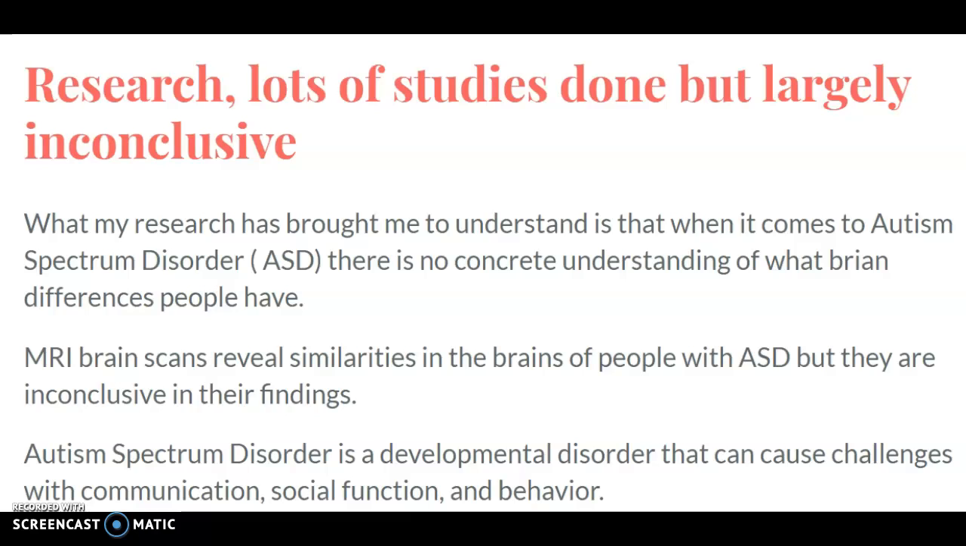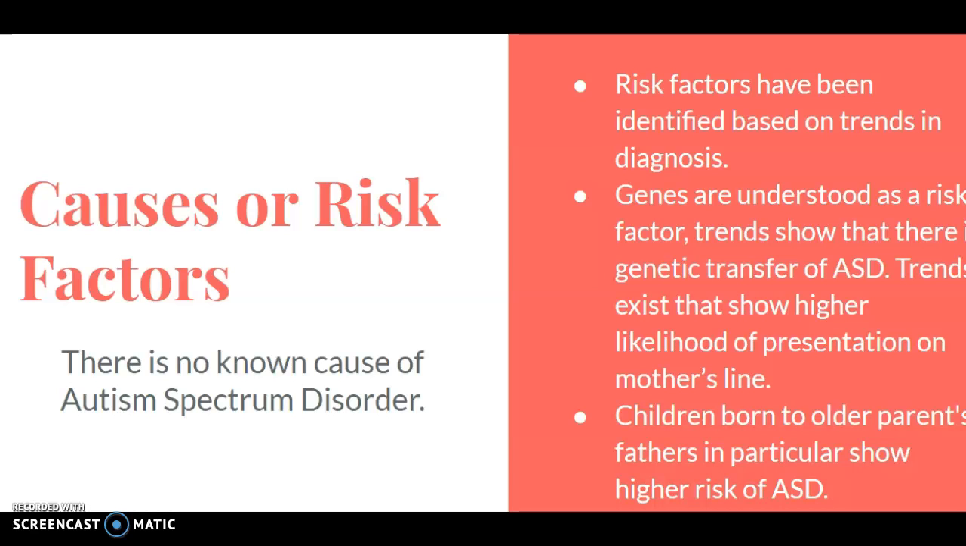Autism spectrum disorder is a developmental disorder, and it can cause challenges with communication, social function, and behavior. There is no known cause of autism spectrum disorder. There are risk factors and there are trends in diagnosis, but there is no specific root of ASD.